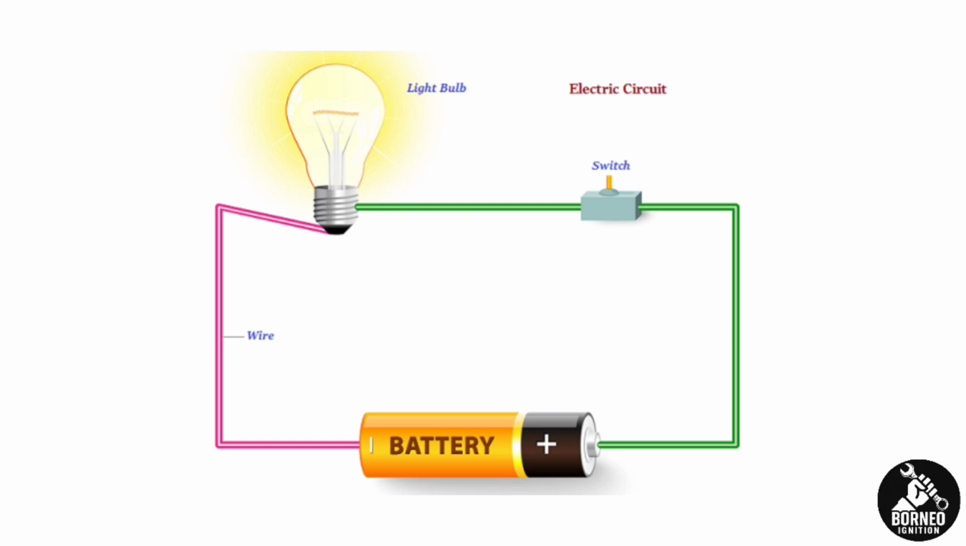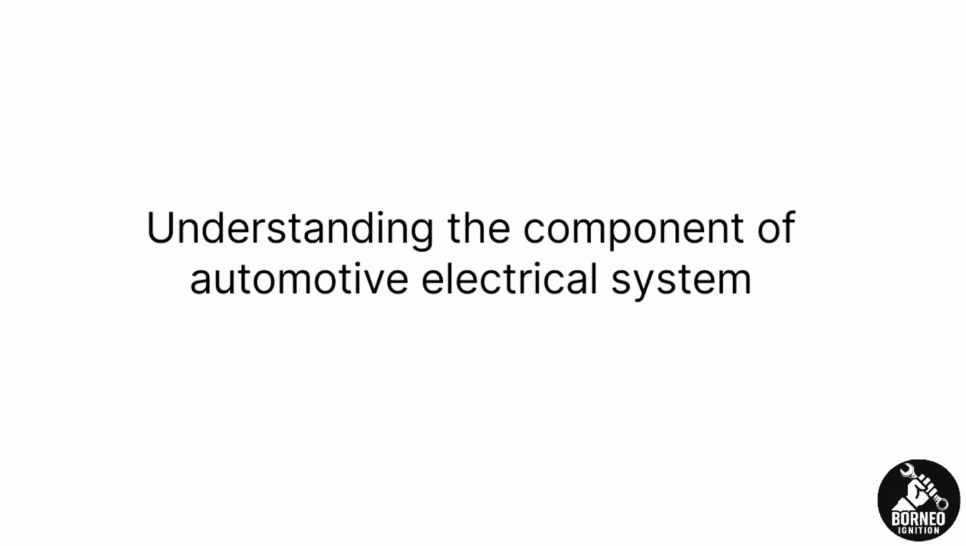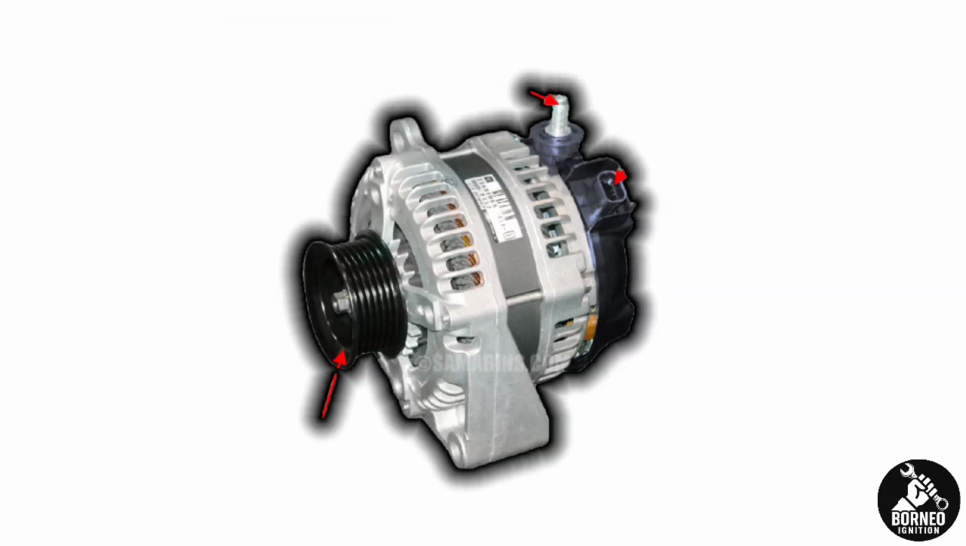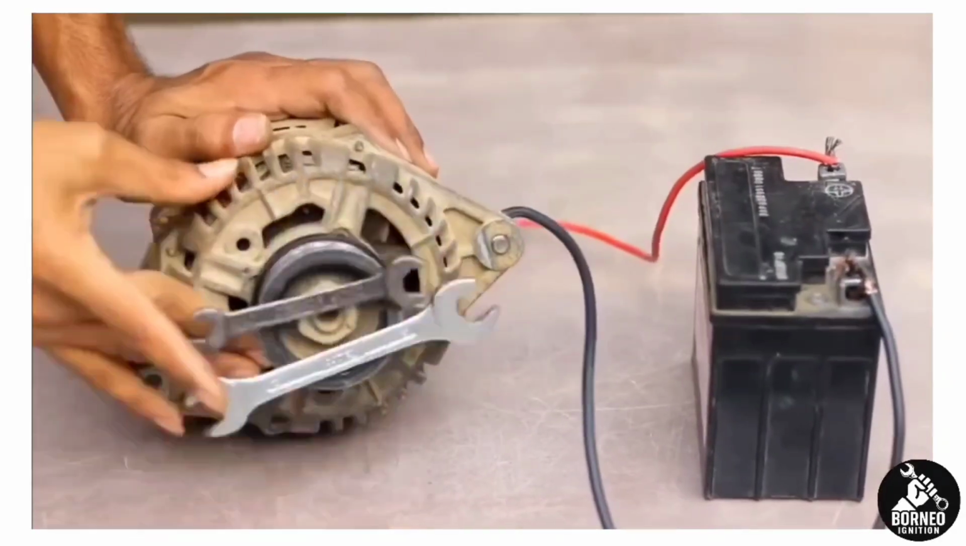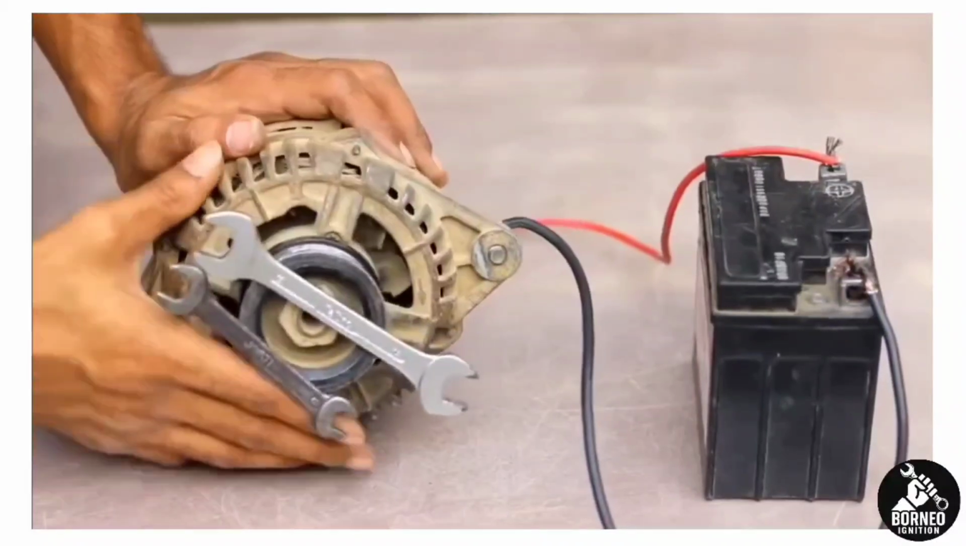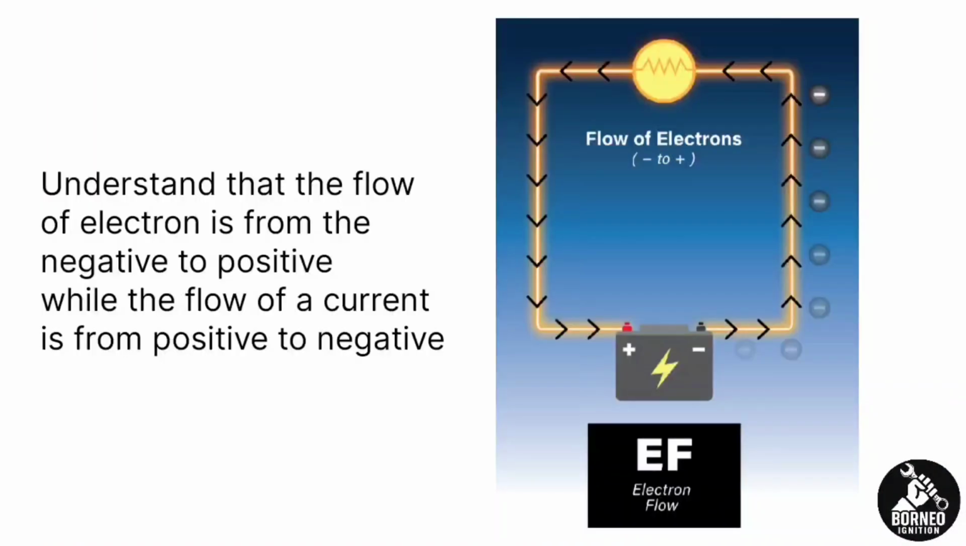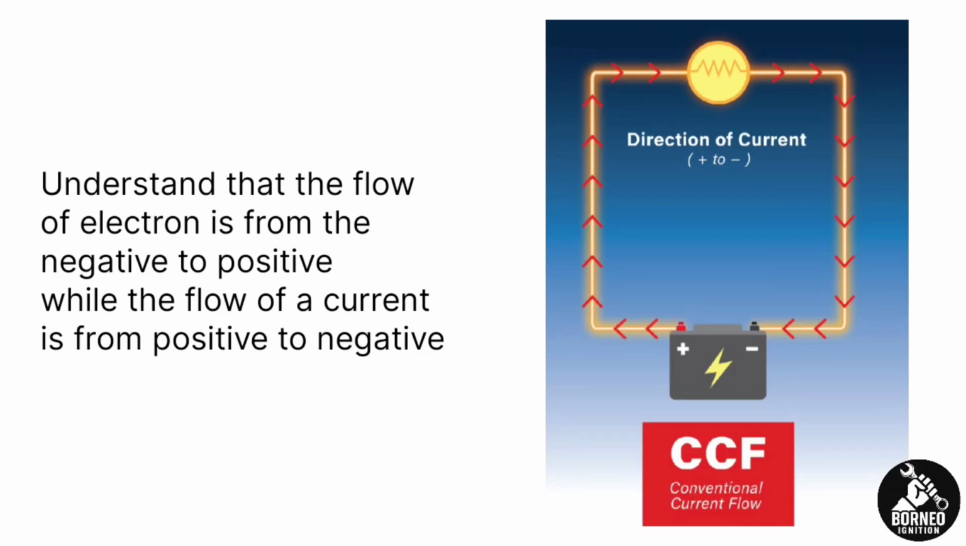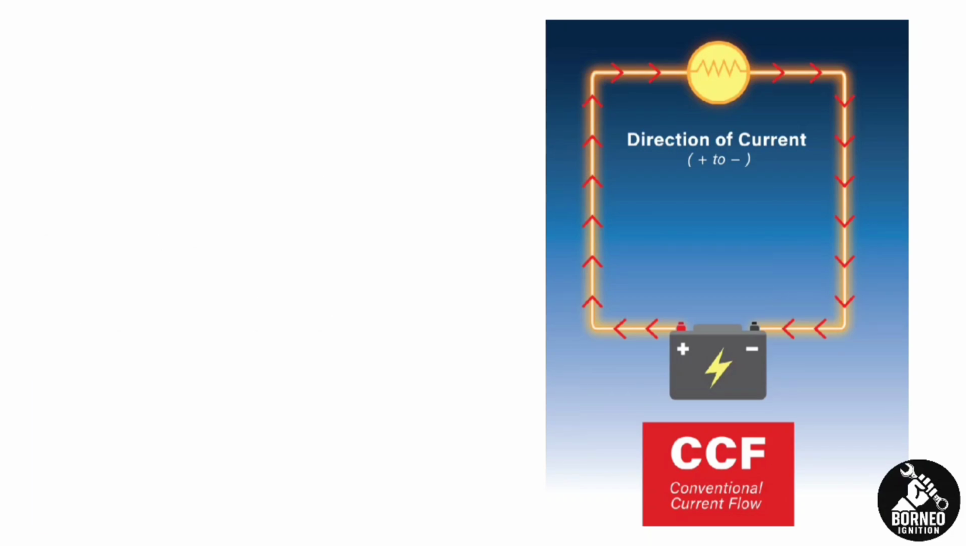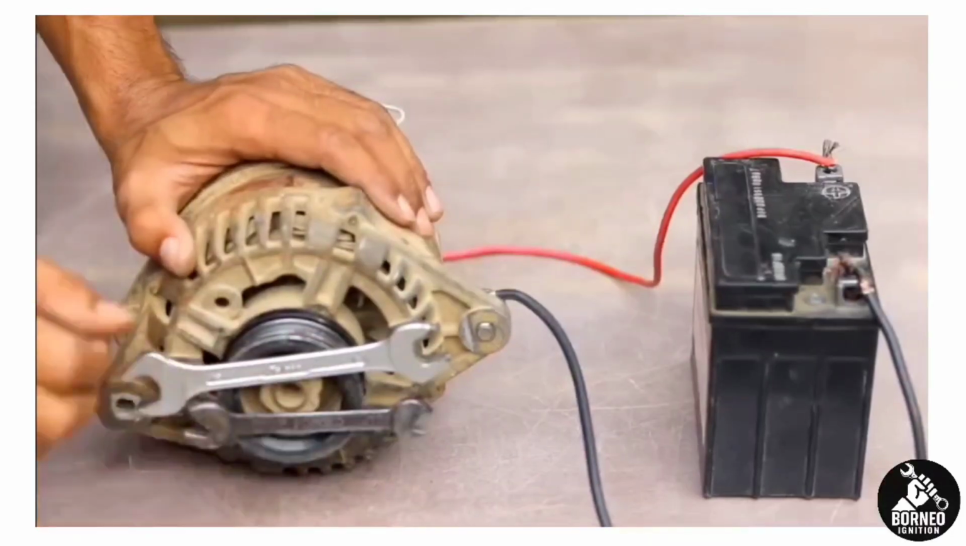Point number 2, we need to understand the main components of automotive electrical. So what are the main components? We have a battery and alternator. Battery and alternator are the main power source of a car. The battery stores energy, and this is where all the free electrons are, and they flow from the negative to the positive. That is how the electrons flow. But in a circuit, we always know that the flow of electricity is from the positive to the negative. For the alternator, we know that the basic function of an alternator is to charge the battery again.